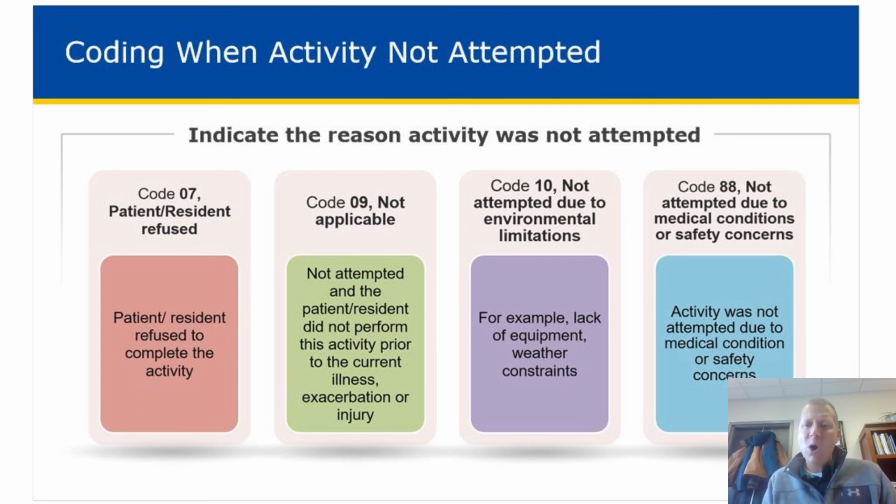I think this code 88 is quite important. Perhaps there's something that's not attempted because of their medical condition. There may be a safety risk. So I think of eating as a particular area that's assessed, and perhaps somebody just had a stroke and they're at risk for dysphagia, and so perhaps we're not assessing this with section GG because it's not safe for them. They probably would aspirate, and so again, this would be something not attempted because of a safety concern.